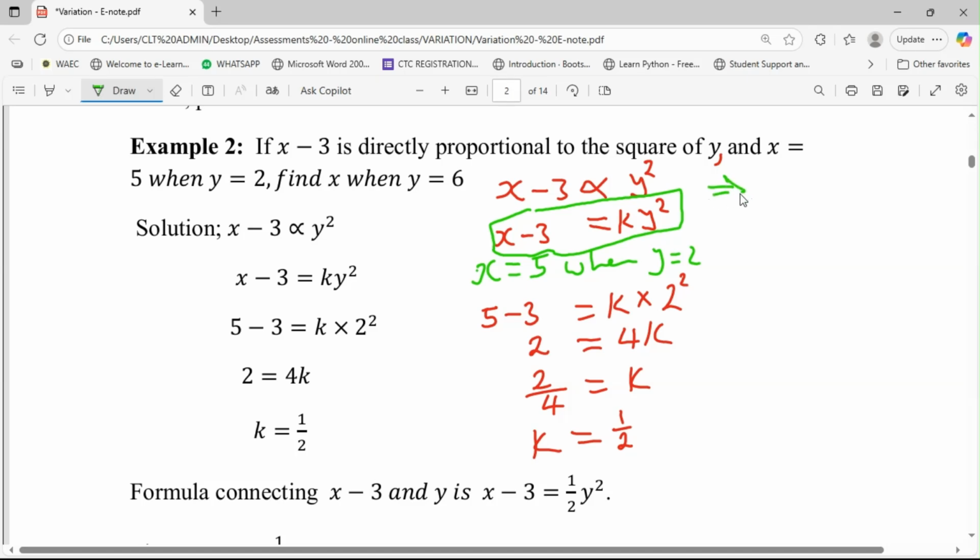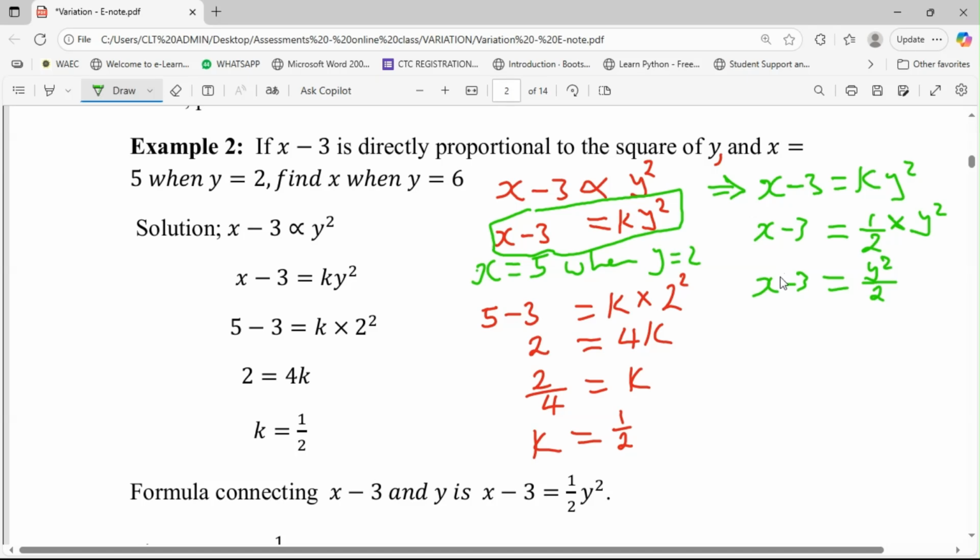So this implies that x minus 3 equals ky squared. So x minus 3 equals, in place of k we'll put what? Half, right? Because k equal to half. 1 over 2 times y squared. So x minus 3 equals y squared times 1 will give us what? Y squared over 2. Y squared over what? 2.